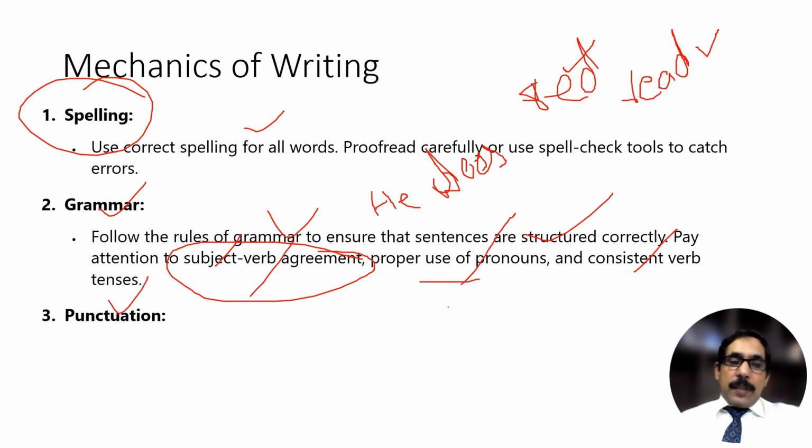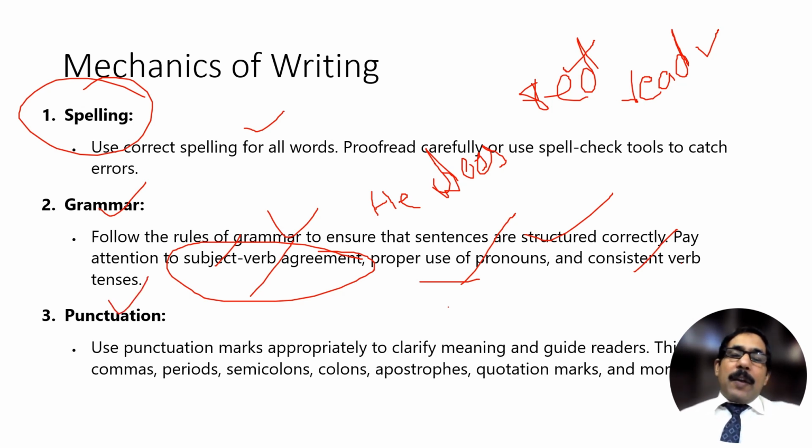Next one is punctuation. Punctuation is again very important. Use punctuation marks appropriately to clarify meanings and guide readers. The use of commas, periods, semicolons, colons, apostrophes, quotations, etc. They must be used carefully and properly, otherwise meanings may change. Let's have an example. "Let's eat grandmother." What does it mean? Come, we will eat grandmother. So here others are being invited to eat grandmother.